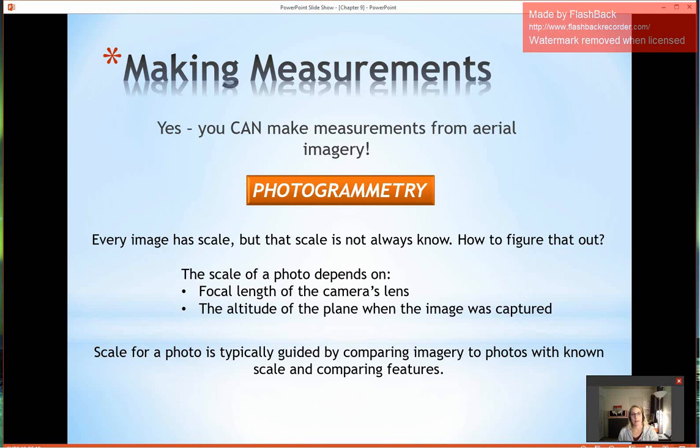The science behind photogrammetry, however, involves determining the scale of the image. That involves the focal length of the camera's lens and the altitude of the plane when the image was captured. And this is also important for helping us make accurate assessments of what we're seeing on the ground, especially as we do analysis with GIS.